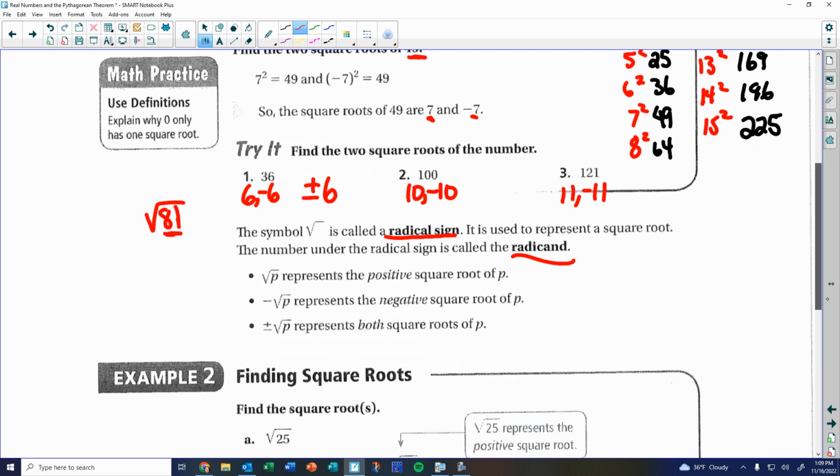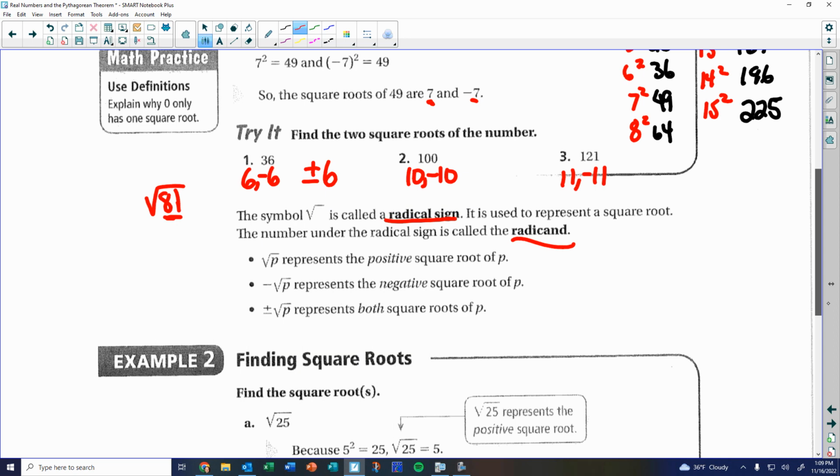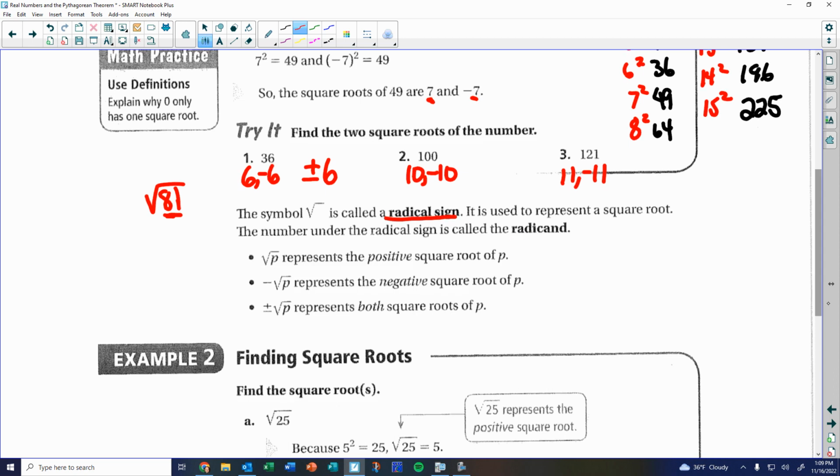All right. So if you're just given the square root of some number, when you find that root, that's going to represent the positive square root. I'll use the same number 3 ways. The square root of 81 is 9, because that's the positive root. If I put a minus sign out in front, you're taking the negative root of that number. So the negative square root of 81 would be negative 9. Now, if you see that plus minus out in front of the root, they're asking for both square roots, which would be plus or minus 9. Okay?